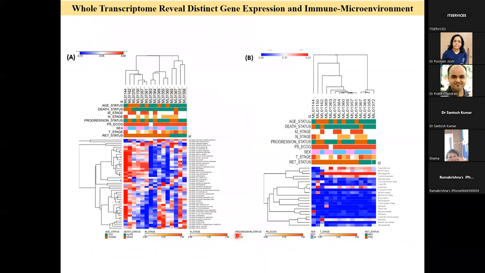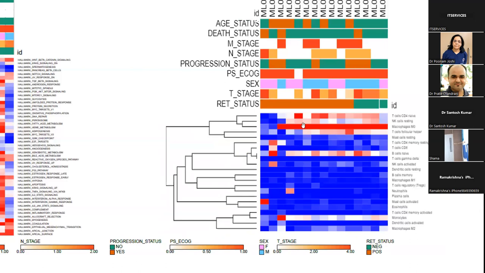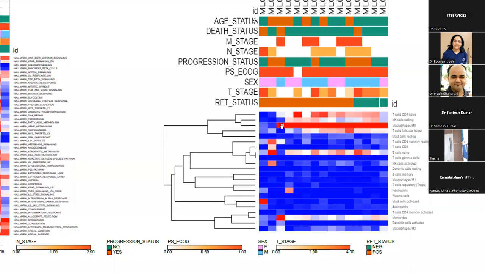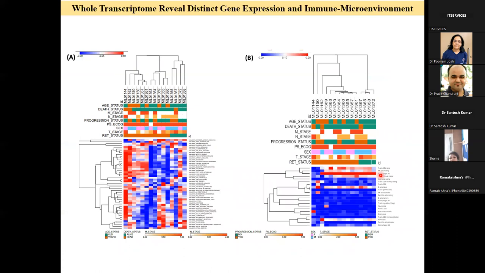Furthermore, when we look at the tumor microenvironment of these patient samples, what we observe is that in the RET positive and negative cohort, we see overall similarity of tumor microenvironment. And this similarity is driven by these four different cells: T cells CD4, NK cells of the resting stage, macrophage M0, again resting macrophage, and T-cell follicular helper cell. These four are highly enriched in the tumor microenvironment of typical medullary thyroid cancer, and this is irrespective of RET status. So at least we know that RET mutation is not driving changes in the tumor microenvironment of medullary thyroid cancer. But overall, macrophage M0 is very interesting here.